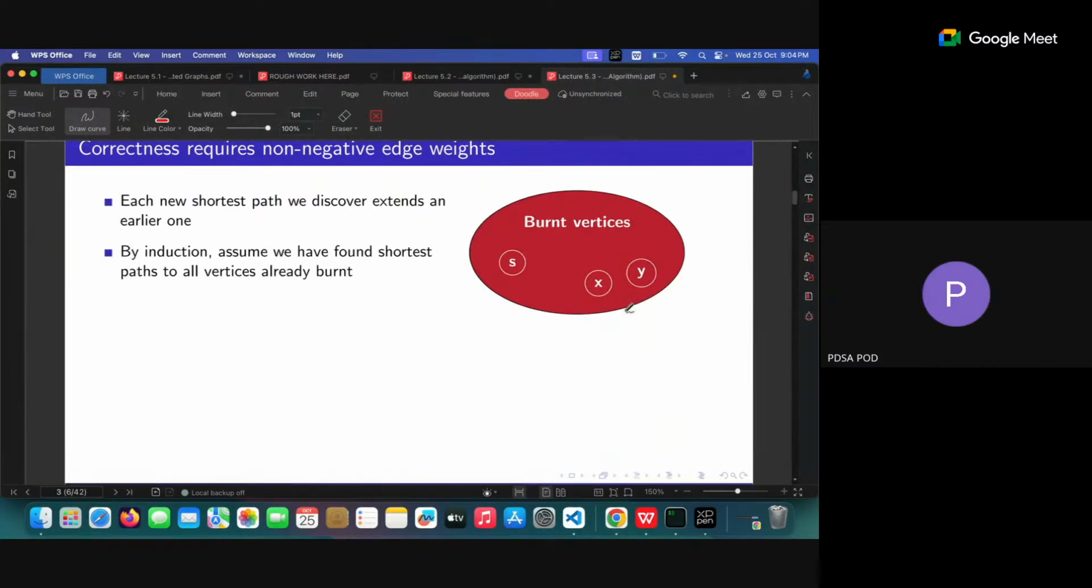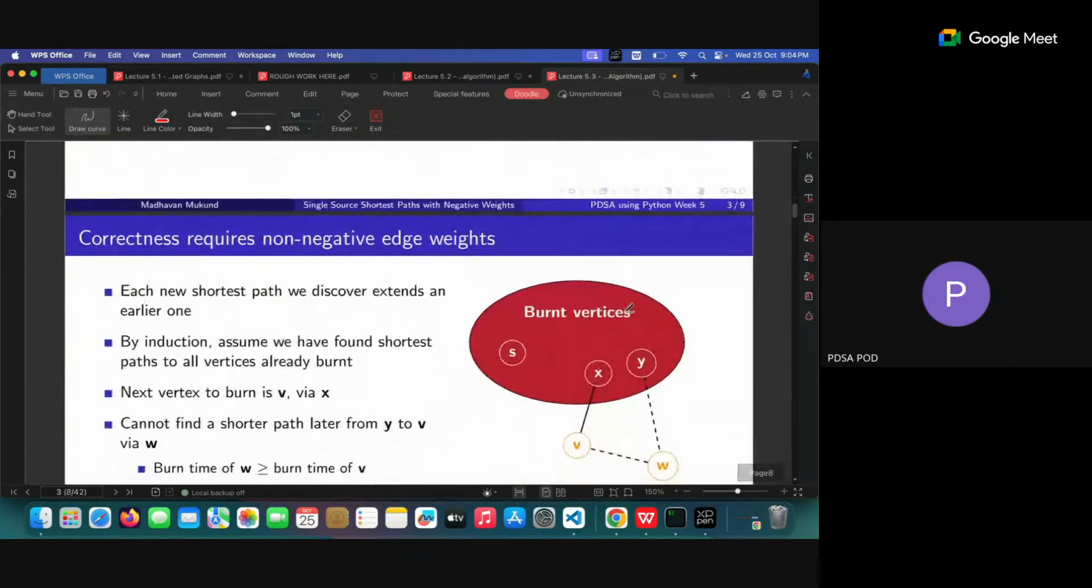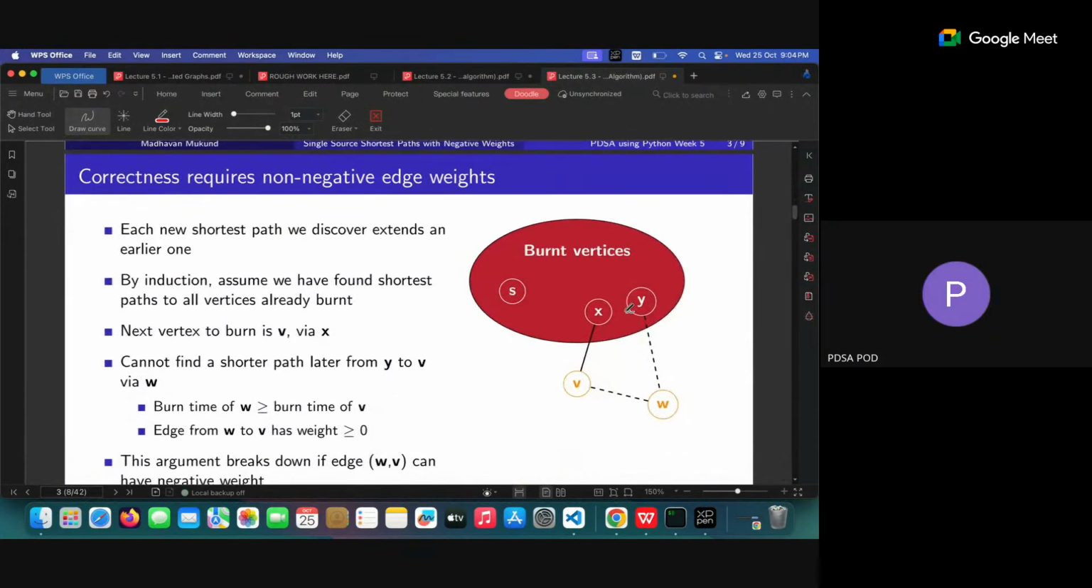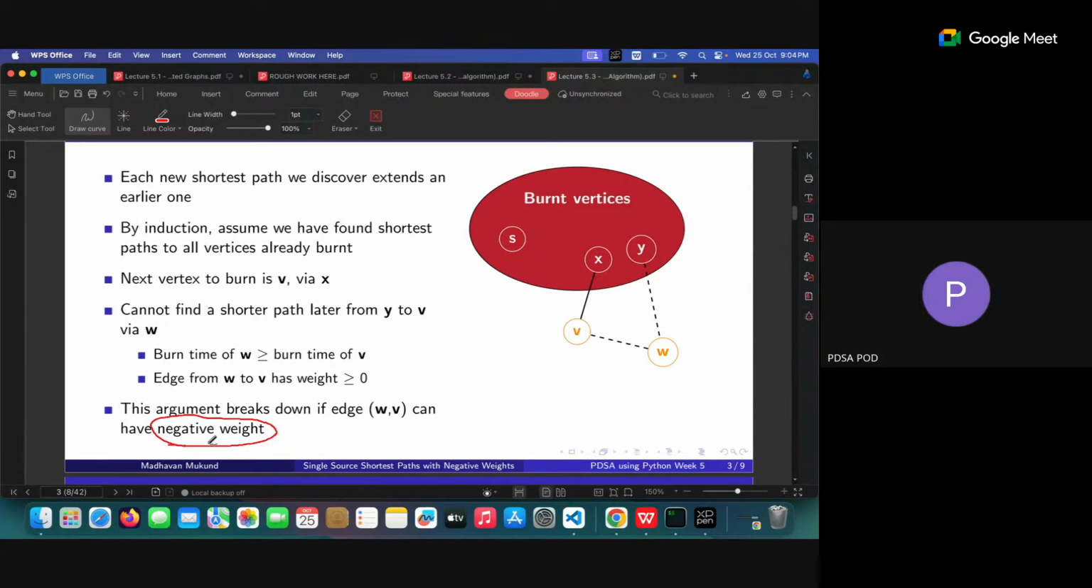So let's go for the negative weights. Here the correctness requires non-negative weights only, the same thing as before. Connecting X to V and Y to V via W is also possible. But remember, negative weights are not possible in Dijkstra's algorithm. We cannot find a solution with negative weights using Dijkstra's. That's the reason we go for the next approach.